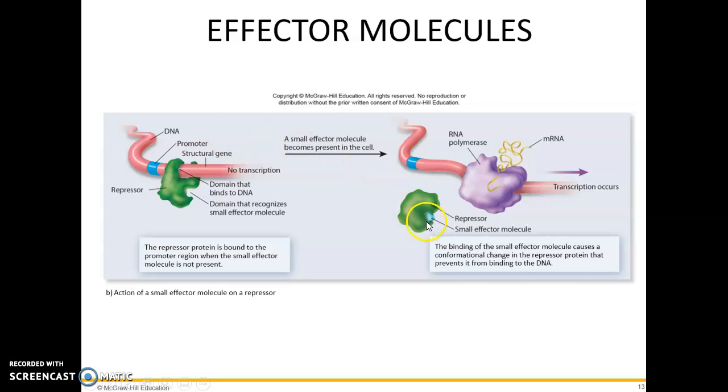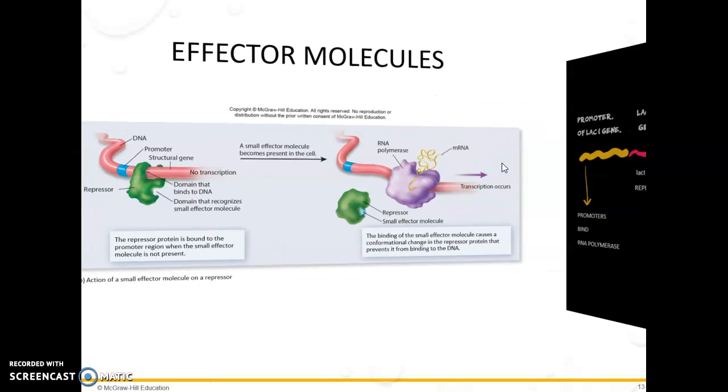The other molecule that we want to point out here is something called a small effector molecule. Lactose is an example of that. Lactose will bind to the repressor and it will prevent the repressor from binding to this area on the DNA. And so therefore, when lactose is around, the RNA polymerase can express genes and make mRNA.